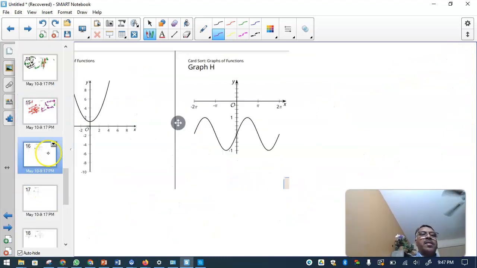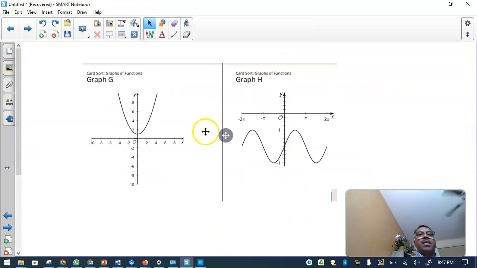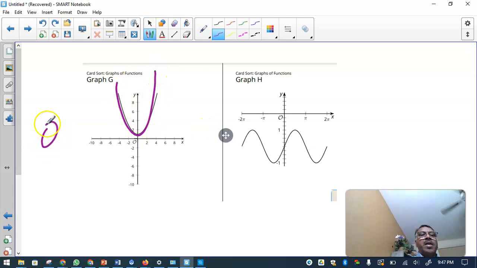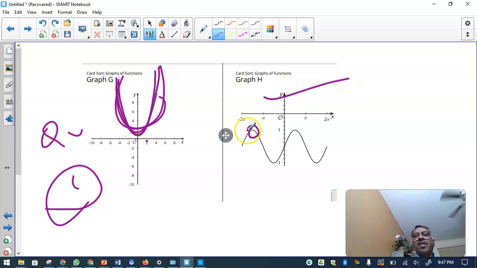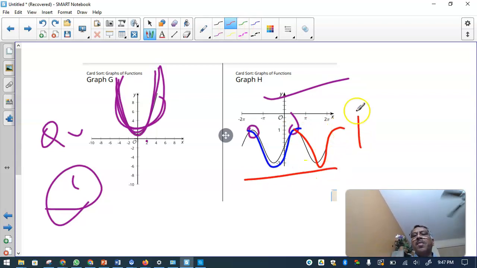Let's see the next one. Here there's a parabola. This is a quadratic, parabola, continuous. All these words you're supposed to write here. Parabola, opens upward. This we did, and it is not periodic, not discrete. If you see the next one, see this part, and then again the same thing repeats. So these are called periodic.